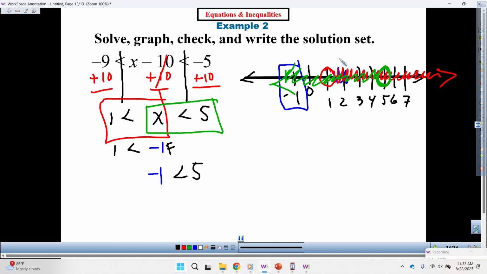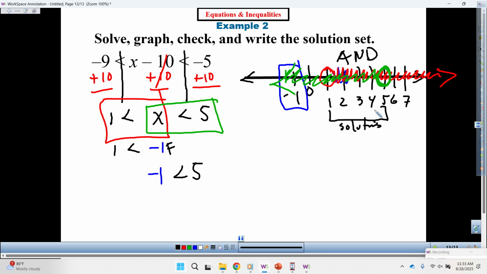Okay. Do both graphs intersect? And we're going to write what above it? And once again, that tells us that our solutions is in between what numbers? 1 and 5. Those are our solutions. Does it include 1 and 5, people?